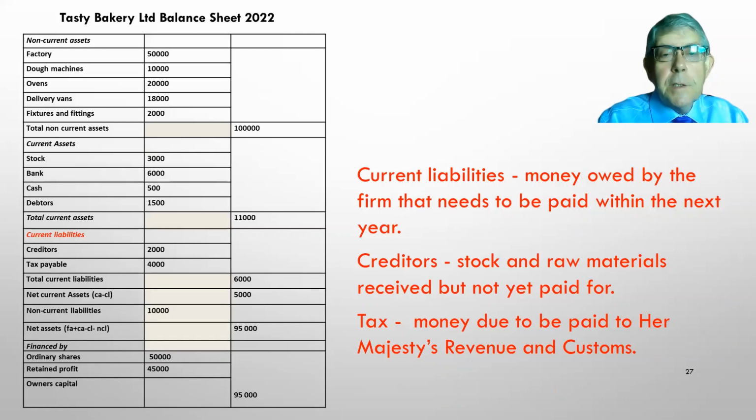Current liabilities, this is money owed by the firm that needs to be paid within the next year. This comprises creditors, stock and raw materials received but not yet paid for. Tax, this is any money due to be paid to Her Majesty's Revenue and Customs.